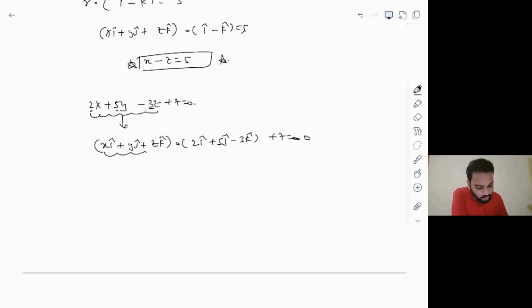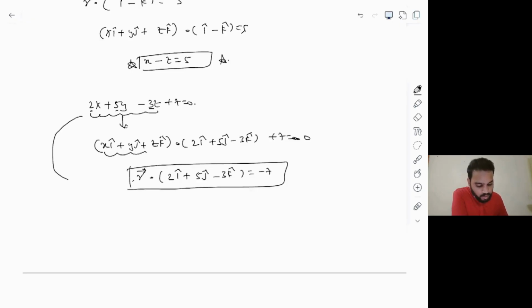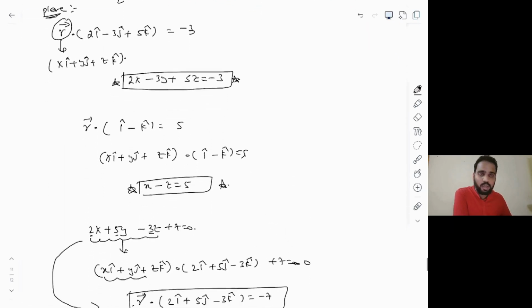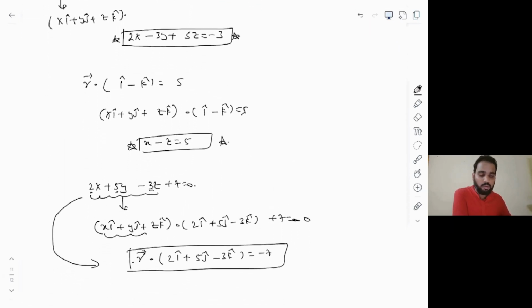Then this is your r bar vector, and finally you can write r bar dot (2i cap plus 5j cap minus 3k cap) is equal to minus 7. So this is how you convert your Cartesian equation of a plane into the plane in terms of vectors. This interconversion should be done very carefully and without a second thought in the examination. So this is how we convert planes in Cartesian form to planes in the form of vectors.